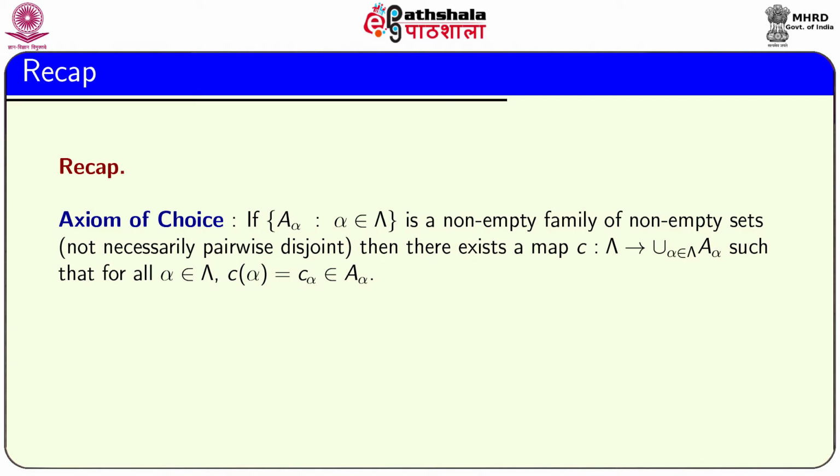Let us recapitulate axiom of choice. If we are given a collection of non-empty sets A alphas, then there exists a map C from the index set lambda to the union A alpha such that for all alpha belonging to lambda, C of alpha is inside A alpha.